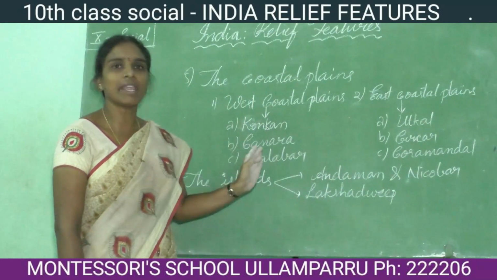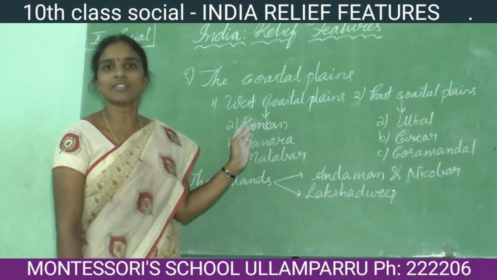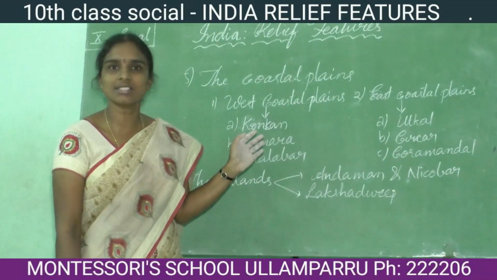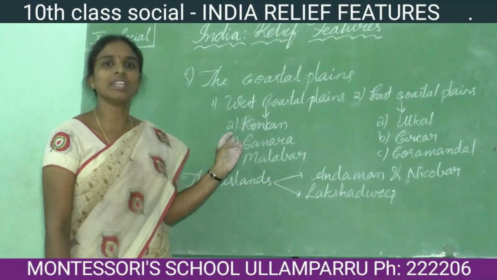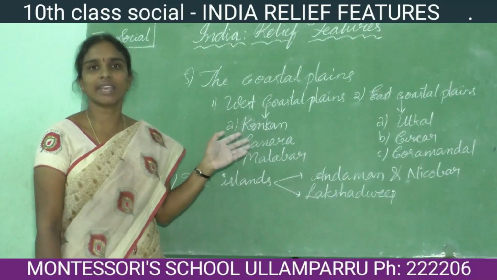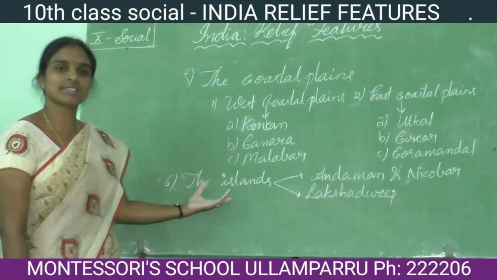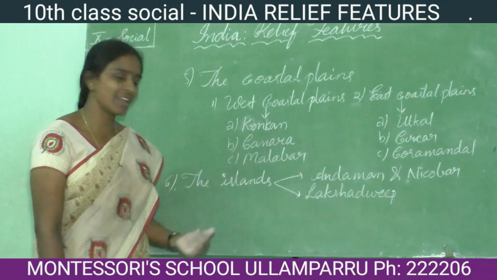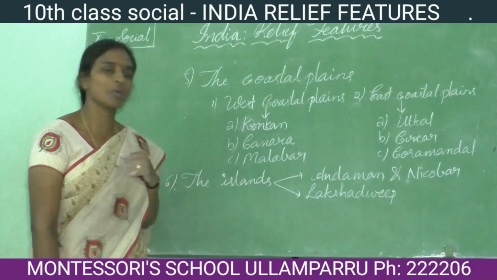And these coastal plains are also composed of sediments of the rivers, which makes these places alluvial soils. Here, fishing is one of the main activities which gives income to the people of this coastal region. They earn their livelihood by fishing. Next, the last one is islands. India has two sets of islands, Andaman and Nicobar Islands and Lakshadweep Islands.